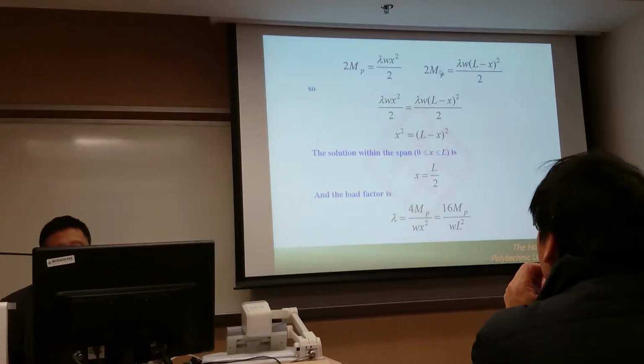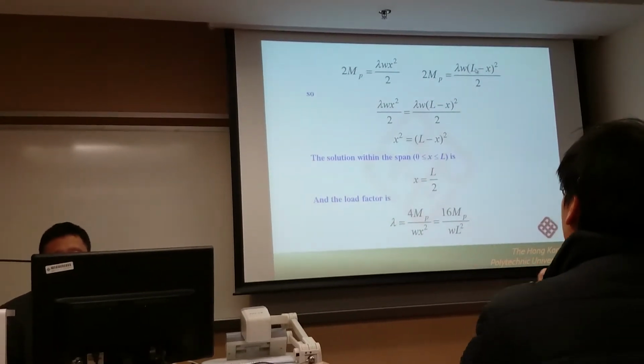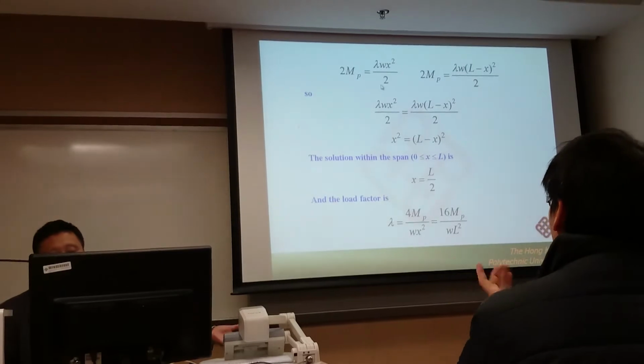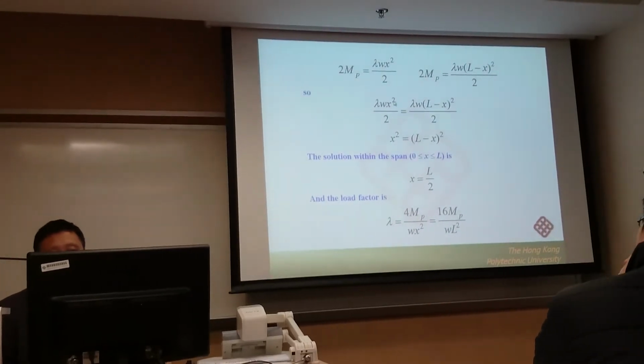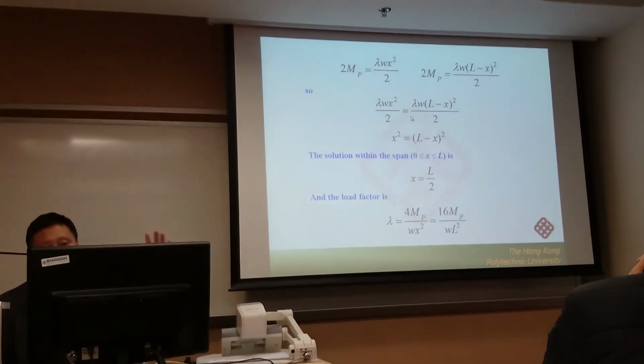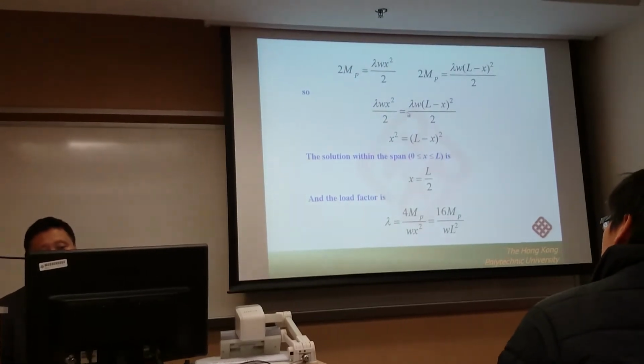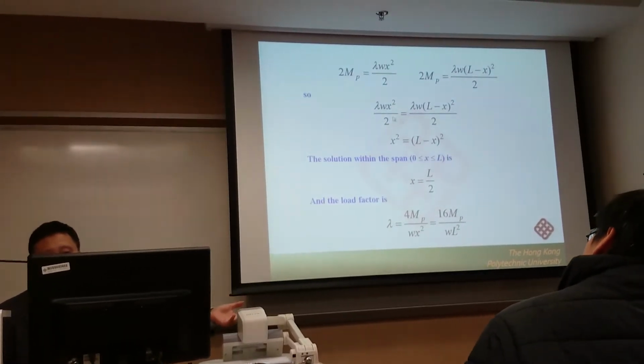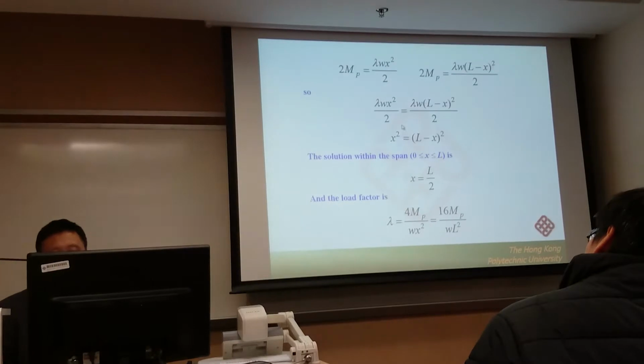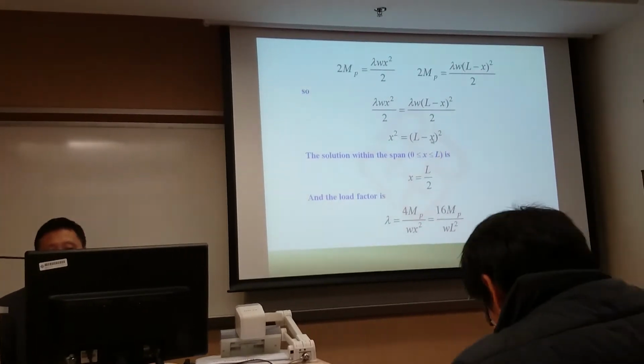What's the meaning of eliminate? You just need to make this term equal to this term, because both are equal to MP. So we can obtain one equation about x, just one equation about x. And the W can be eliminated from two sides, okay? So we can obtain the equation about x.